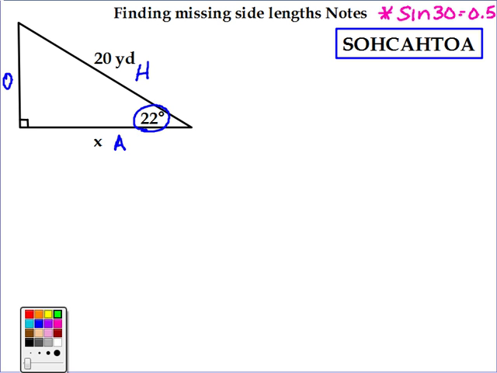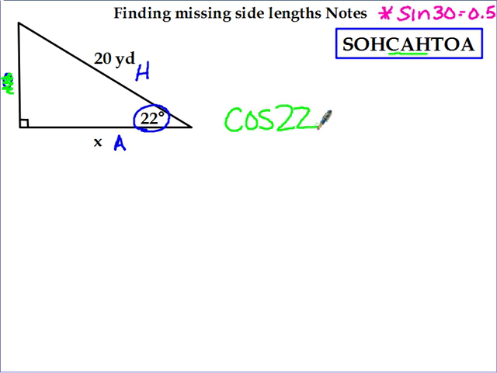So now after that, I have to figure out what trig function I want to use. Well, the O over here has nothing. There's no x, there's no number, so I'm not going to use that O. So I'm going to use A and H. So which trig function uses A and H? Well, that would be the cosine. So the way we set up our equation, you do your trig function first and then your angle. So cosine of 22 equals, now we know that this equals A over H, so x over 20.